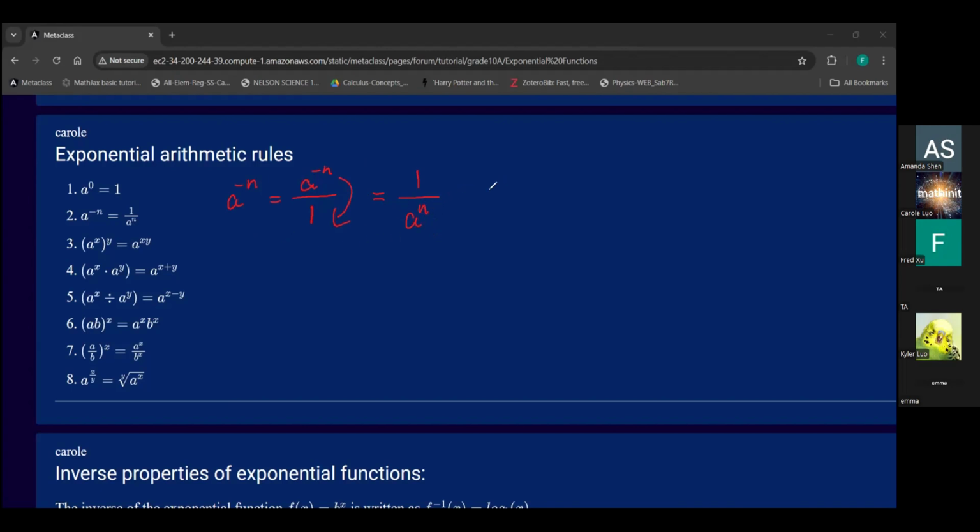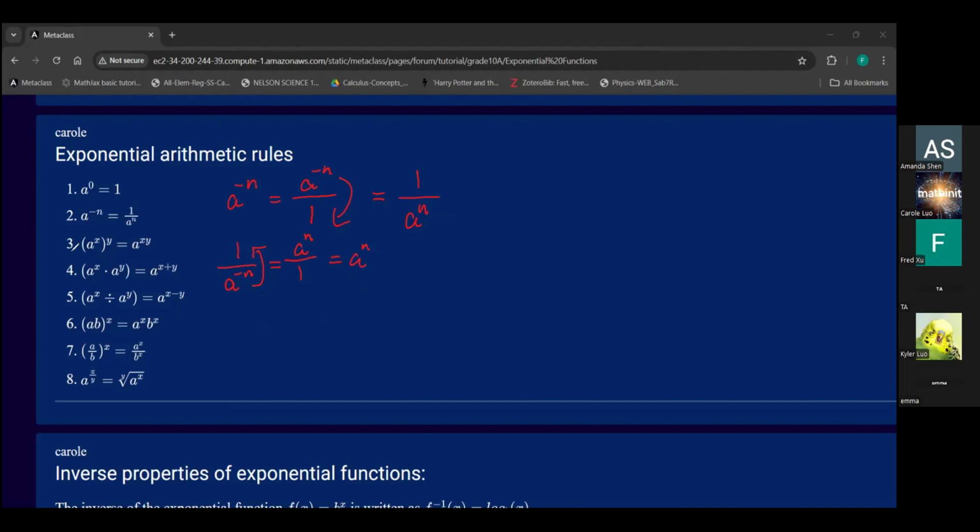And then in a different case, let's just say it was 1 over a to the power of negative n. In this case, a to the power of negative n is in the denominator. So you just move this term to the top, to the numerator. So this is just equal to a to the power of n over 1, which you can just write as a to the power of n.